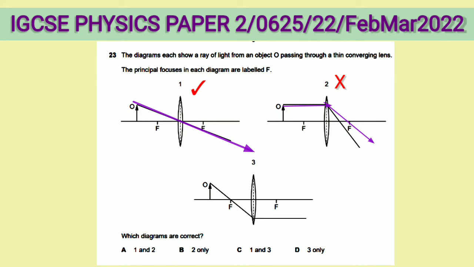Let us have a look at third one. Ray passing through focus after emerging from lens runs parallel to principal axis. This is a correct diagram. So correct diagrams are 1 and 3, and option C is the correct answer.